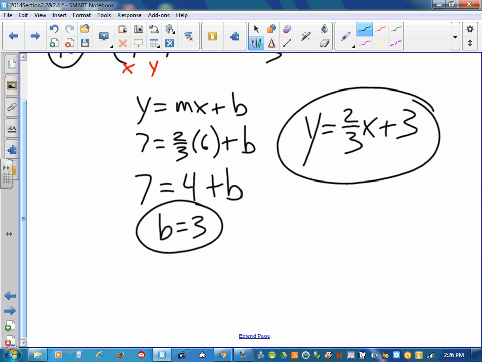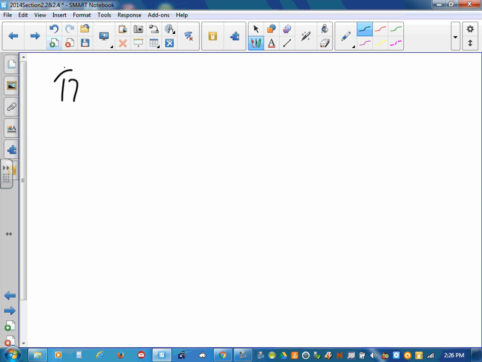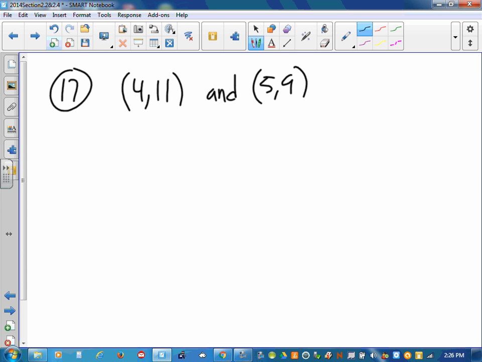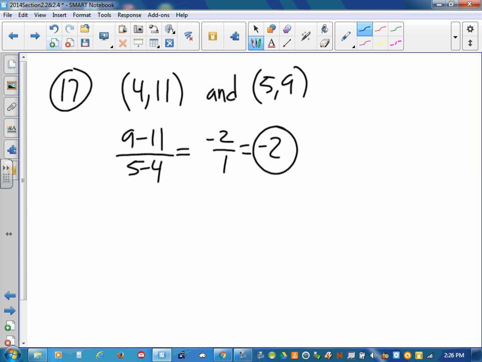Number 17. So we have 4, 11, and 5, 9. Okay, you're going to do the slope. I'm going to do 9 minus 11 for the change in y, 5 minus 4 for the change in x. So it's negative 2 over 1, which is negative 2. Now I have to pick a point. My point that I'm going to pick is the first one here. So this is my x and y, and this is my m.